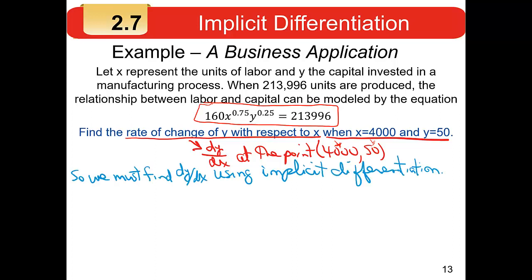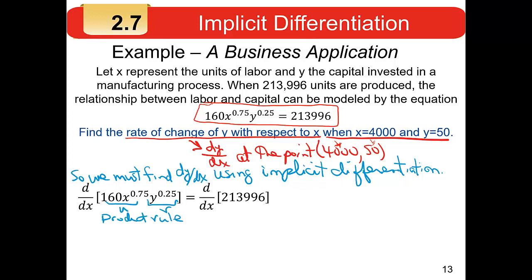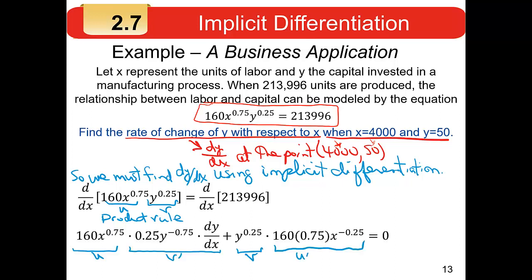So let's do it. To find dy over dx, we've got to use implicit differentiation because the x's and y's are mixed up. So we've got to take the derivative of the left-hand side with respect to x and the derivative of the right-hand side with respect to x. Notice that the left-hand side is a product, so we're going to have to use the product rule. You can think of the 160 times x to the 0.75 as being the u, and the y to the 0.25 as being the v.